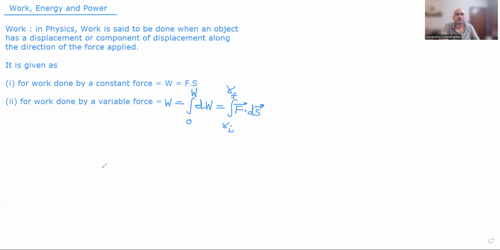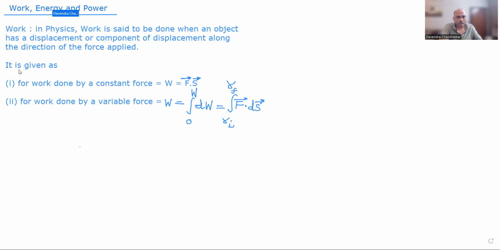Did everyone understand? Hello? Yes, sir. So this is given as F dot ds vector from initial position to final position. Okay. So this is work done by a variable force. Here also you have to put this arrowhead here. Okay.